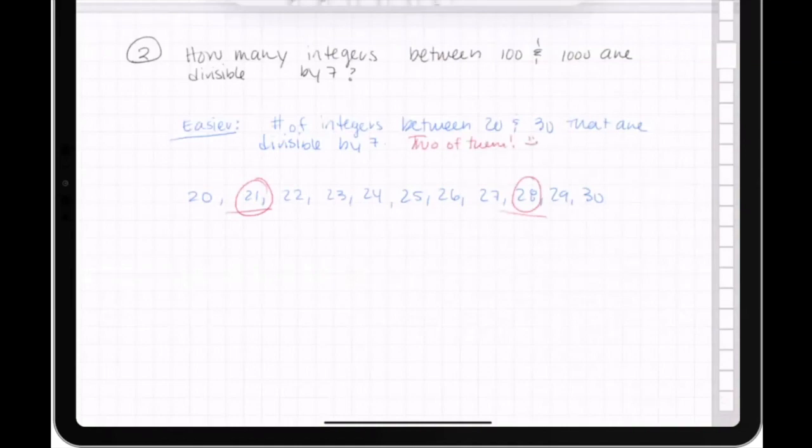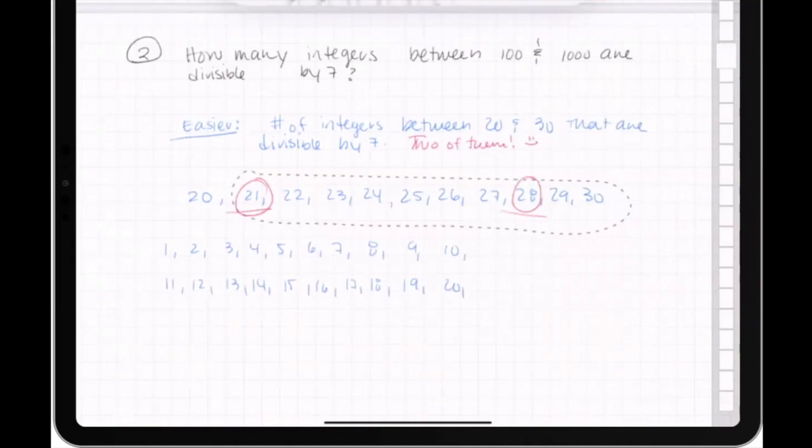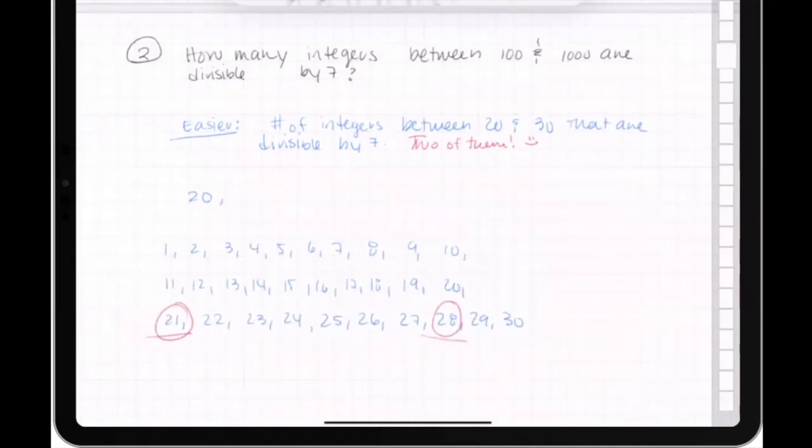Okay, so how can we apply this, right? Well, how about we look at the numbers between 1 and 20? Oh, let me skip a line, so I can keep it in rows of 10. And then I'm going to go ahead and rearrange these here. So I have 3 rows of 10 now. Okay, so between 20 and 30, we had 2.